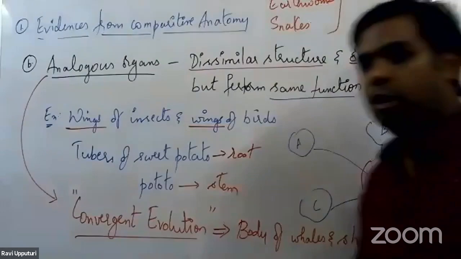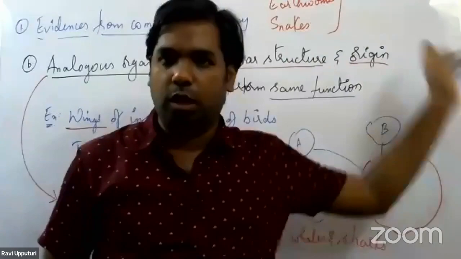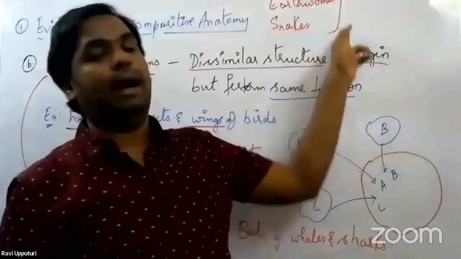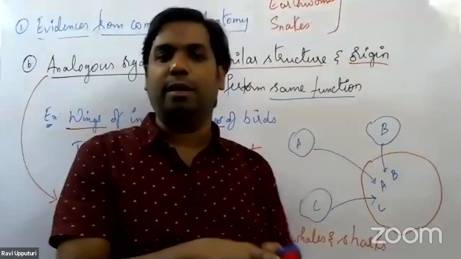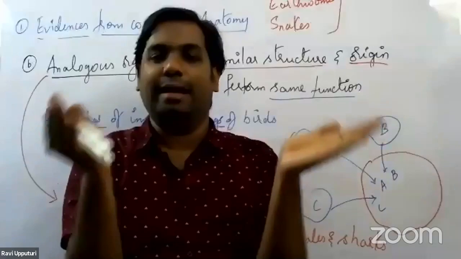If you see earthworms and snakes, both of them completely belong to two different groups. Earthworm is an annelid, snake is a chordate, a non-chordate and a chordate. So even though they belong to two different groups of organisms, what is happening? Based on the habitat where they are staying. Where do they stay? They usually live in soil, burrows. So based on that, they modify themselves so that they're able to stay in that particular place. Such type of evolution we call convergent evolution.